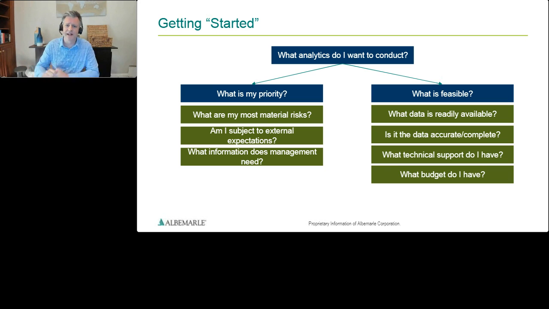On the feasibility side, I was very fortunate in the fact that just as I was arriving at Albemarle, the company was moving to one single iteration of SAP.